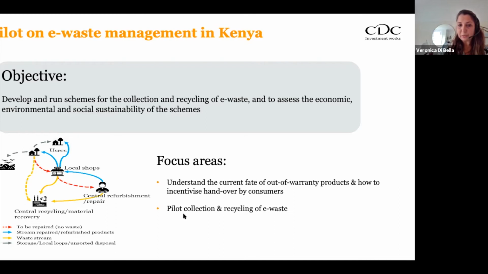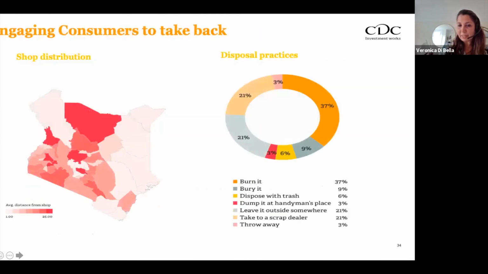The study focused on two key areas. One was about understanding the fate of out-of-warranty products, but also incentivizing consumers on how to take back these products. And the second phase was properly a pilot on the collection and recycling. As part of the first stage, we conducted a survey, which was the first one of its type conducted in rural Africa, which analyzed the types of e-waste that the customers have at home, but also the distance of where the customers live from shops of one of CDC's investees in the off-grid solar sector, which is called Encopa Solar.